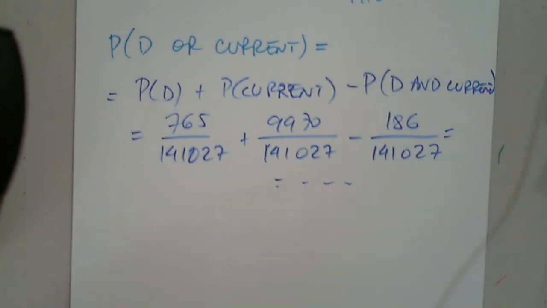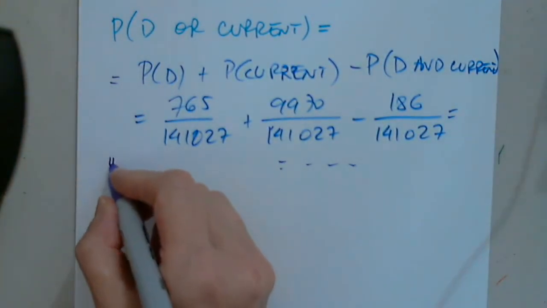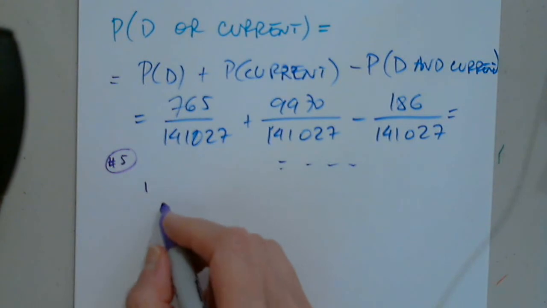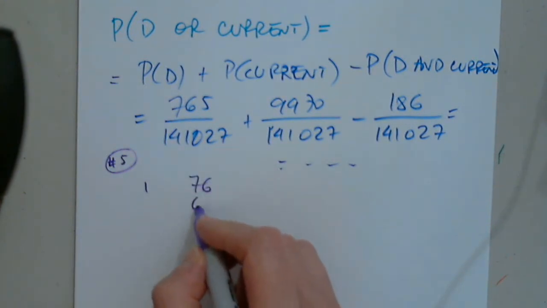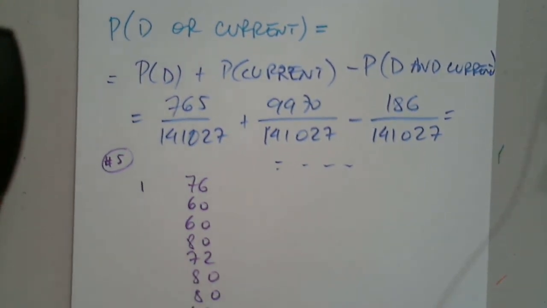Then I selected 5. So the accompanying data represent the pulse rates, beats per minute, of 9 students. So we have the 9 students and we have the pulse rate. So I'm going to copy them. So student 1, so this is problem 5, 76, 60, 60, 80, 72, 80, 80, 68, and 73 from student 1 through student 9.